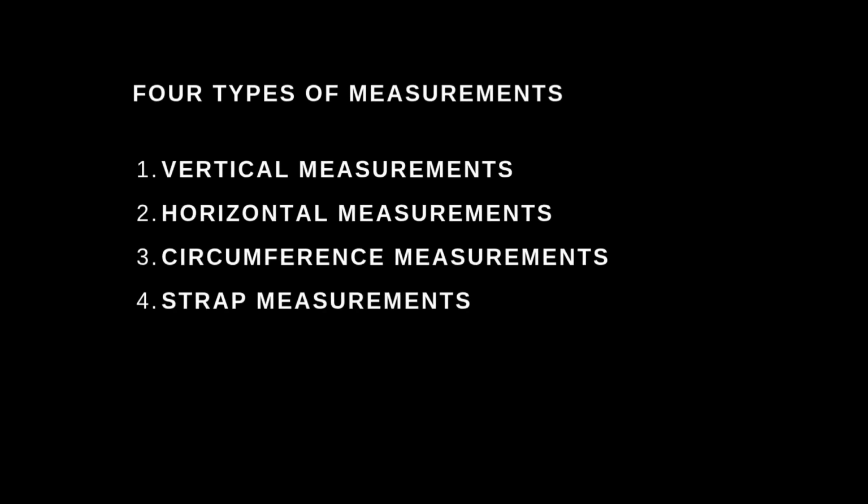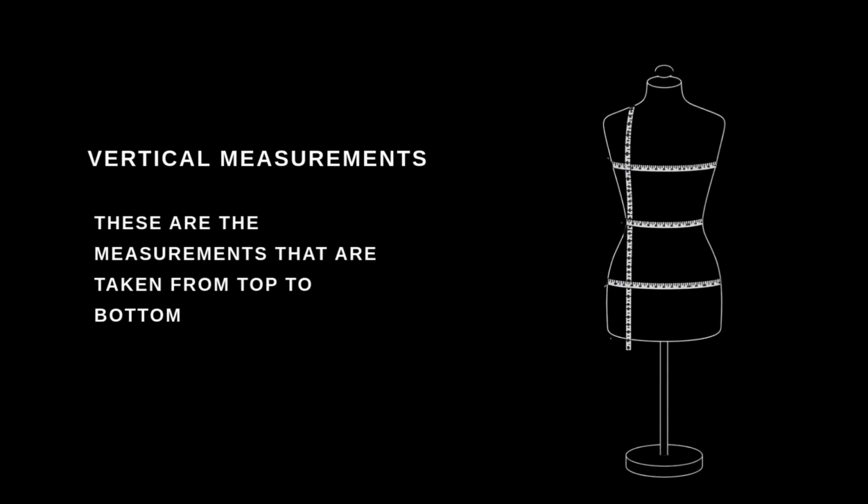If we look into the types of measurement, there are mainly four types: the vertical measurements, horizontal measurements, circumference measurements, and the strap measurements. The very first one is vertical measurement. These are the measurements that are taken from the top to the bottom. And if we look into the various types of vertical measurement, the very first one we can see is full length, the shoulder to hem measurement.